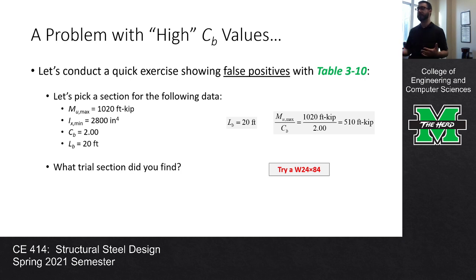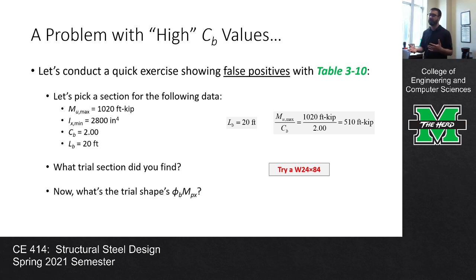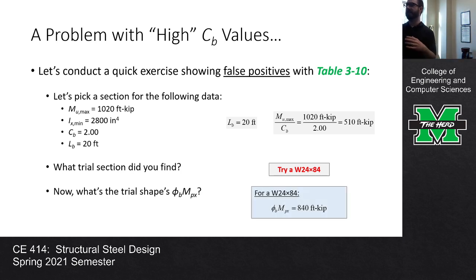So the next thing we would do is go into analysis land. We would find that shape in Table 3-2. Now, if you go to Table 3-2, you might say, okay, let's go to the W24x84 and start looking up some values. One of the questions I want to ask is, what is the shape's phi-Mp? What is its plastic moment capacity? If you want, you can pause the video and see if you can find that. Looking into Table 3-2, you should find that for the W24x84, the phi-Mp is 840 foot-kips.